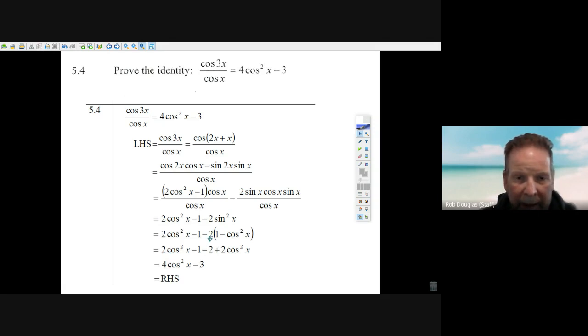You see you go minus 2 and then plus 2 cos squared x. Well, minus 1 minus 2, there's your minus 3. And 2 cos squared plus 2 cos squared is 4 cos squared. It looks really complicated, but the trick to get started was to see that the cosine of 3x is really the cosine of 2x plus x. And then you can use that formula for the cosine of the sum of two angles, and then everything else just falls out.